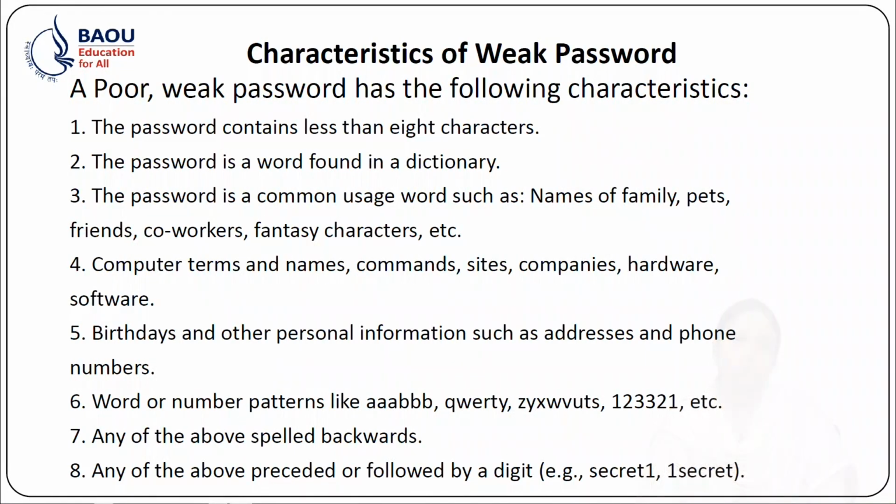Computer terms and names, commands, sites, companies, hardware, software, birthdays and other personal information such as addresses and phone numbers. Sometimes you give the password as a phone number or birth date. Word or number patterns like AA, ABC, XYZ. Any of the above spelled backwards, CBA, or any of the above preceded or followed by 1, 2, 3, can also be considered a weak password.